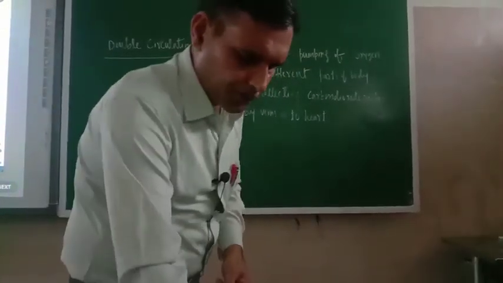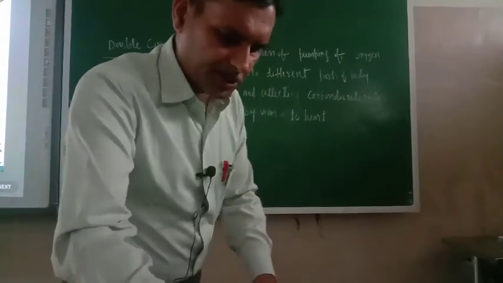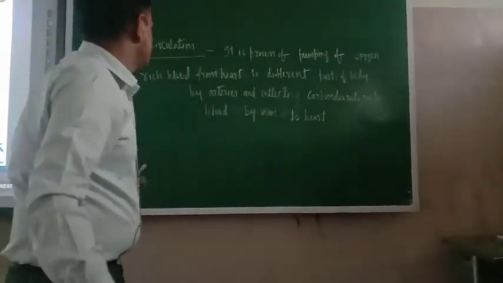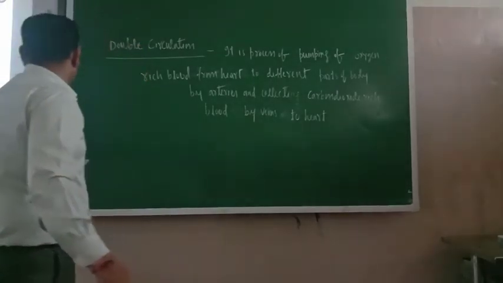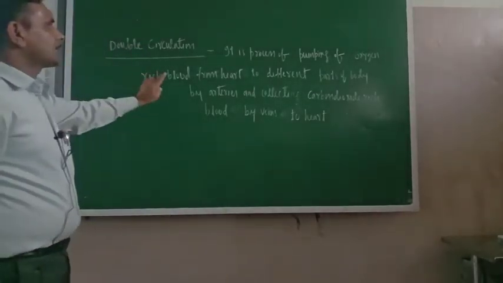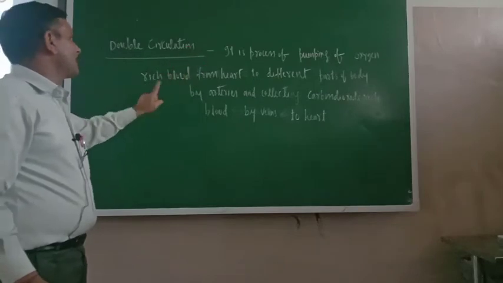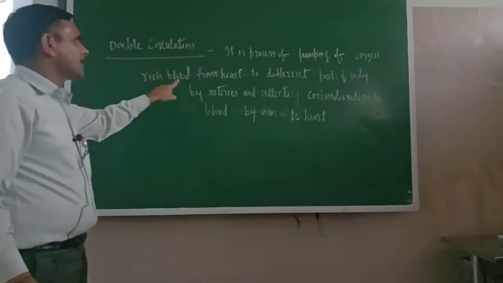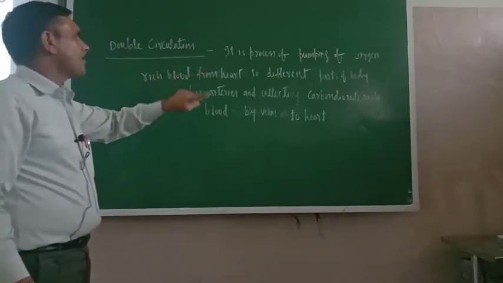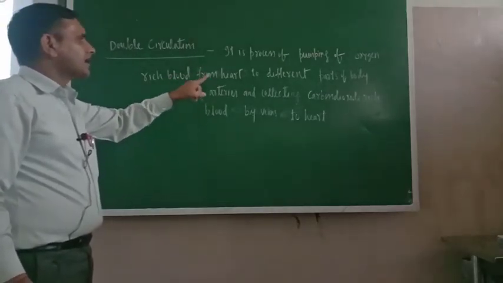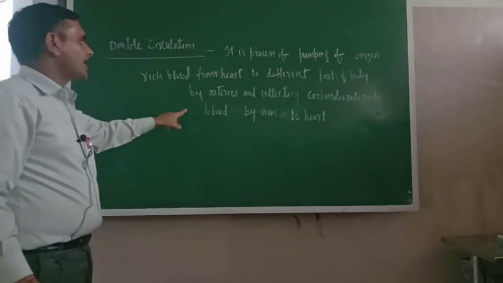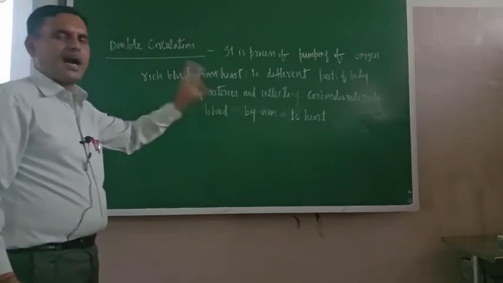Today I am going to teach you another interesting topic of this chapter, that is double circulation. What do you mean by double circulation? It is the process of pumping of oxygen rich blood from heart to different parts of body by arteries and collecting carbon dioxide rich blood by veins to heart.